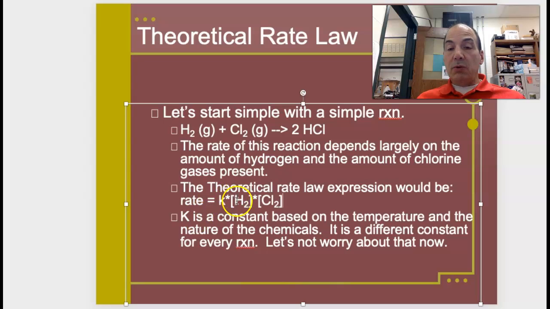So if we knew the actual concentrations of these, we could substitute in. If we knew K, then we're going to find our rate of reaction. So that's what we mean here by rate. We're saying what the rate of reaction is at the start here.